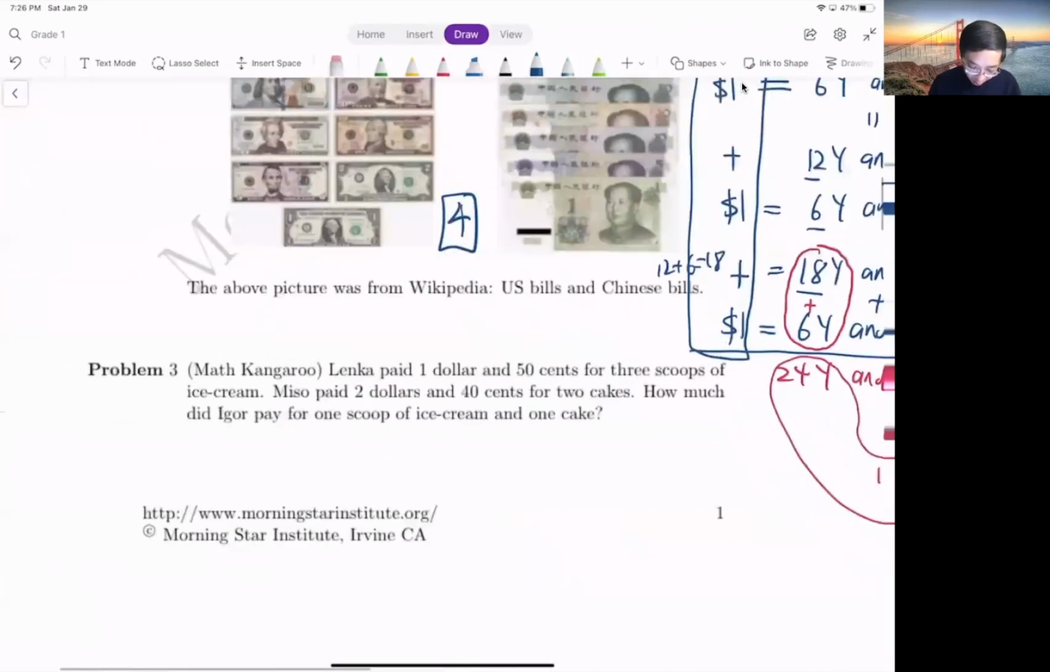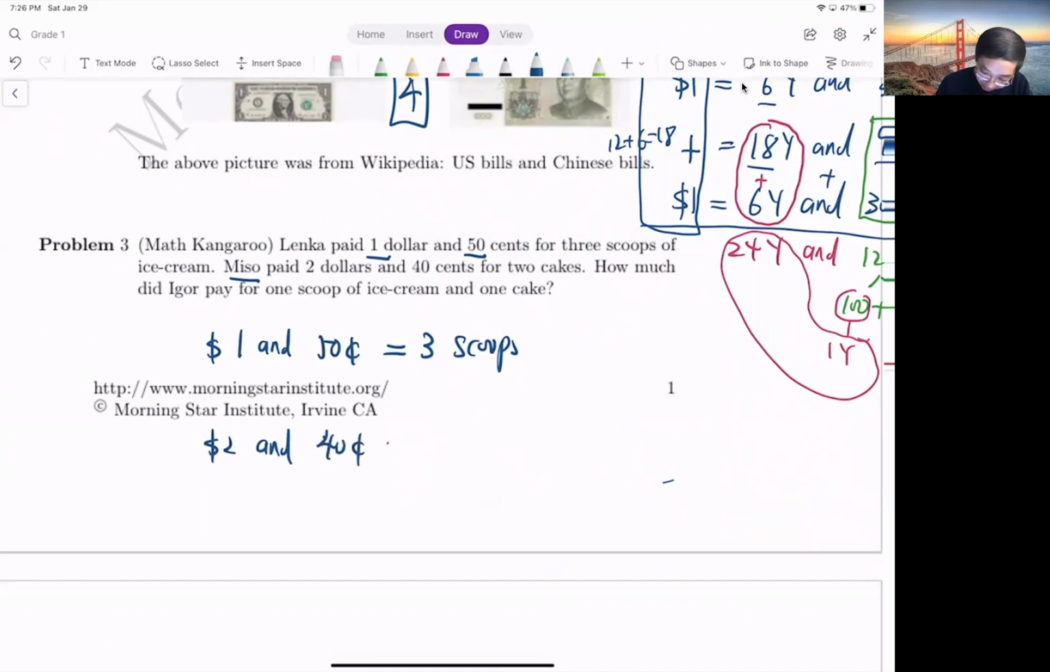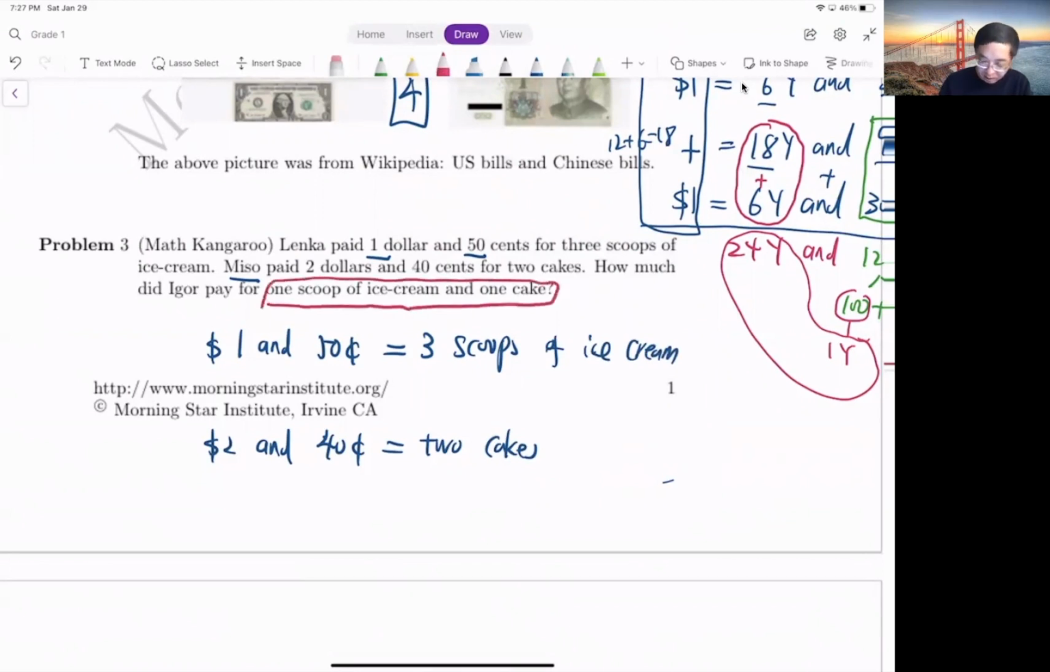All right. Question number 3. Lenda paid $1.50 for 3 scoops of ice cream. All right, so let's write down. So $1.50 equals 3 scoops of ice cream. And then Miso paid $2.40. That equals 2 cakes. Right, 2 cakes. And the question is, okay, if it's 1 scoop of ice cream and 1 cake, how much does it cost?